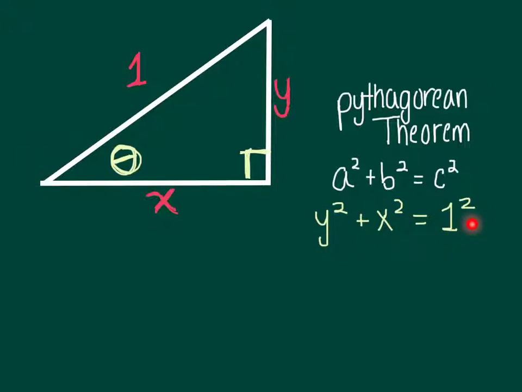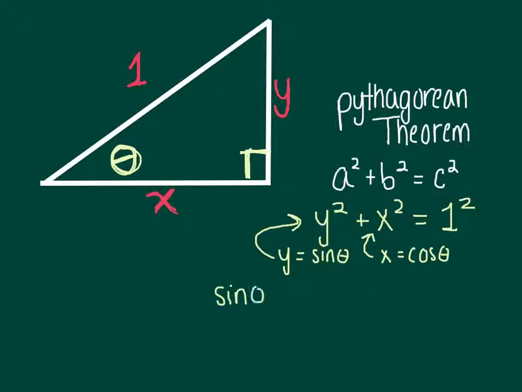Now, it's really important to remember that y equals the sine of theta, and x equals the cosine of theta. So I'm going to replace x and y by sine and cosine. So I now have the sine of theta squared plus the cosine of theta squared equals 1 squared, or simply 1.